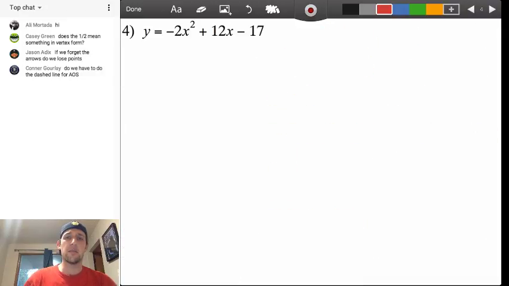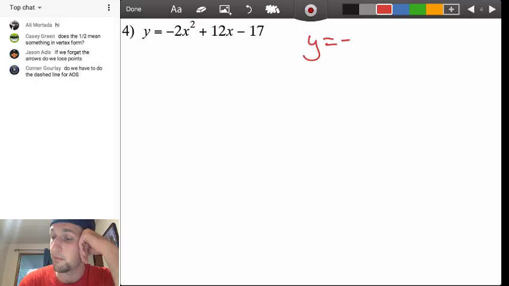Last but not least, we need to be able to convert into vertex form. It would help if we remembered that what we're gunning for is this: a times x minus h quantity squared plus k.